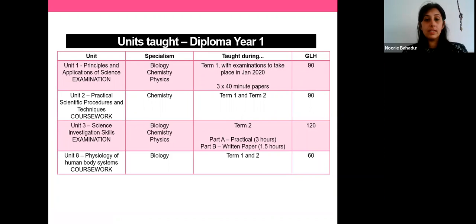If you have a look, for example, at the units which are taught in Diploma Year 1, you've got Unit 1, which covers all three sciences, and Unit 2, which is practical and scientific techniques, predominantly chemistry based. Unit 3 is an examination unit, which again covers all three sciences. And Unit 8 is mainly a biology based unit. So you cover these throughout the course of the year. And as I said, some of them are examinable units and some of them are coursework units.